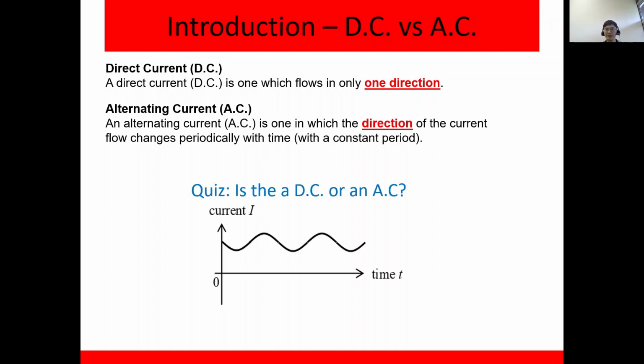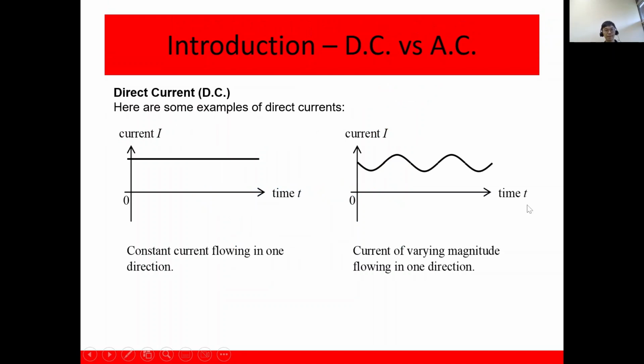So quiz, right? Is this an AC or a DC? If you thought about it, this is actually a DC current because the current always flows in one direction. Although it has a sinusoidal shape, it only flows in the positive direction. So we call this a DC that is varying. It's not a constant DC, it's a DC that is varying. A lot of students confuse this as an AC. So these are the examples of some DC.